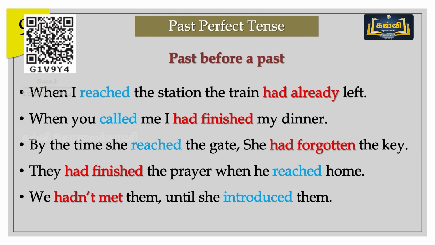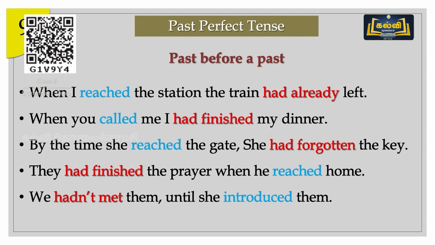When two actions are complete, you should use past perfect tense to mention the action which was complete before another action followed. Look at this example. When you called me, I had finished my dinner. It means when you called at 7 a.m., I finished the dinner before 7 a.m. The dinner was over. So when you called me, I had finished my dinner.